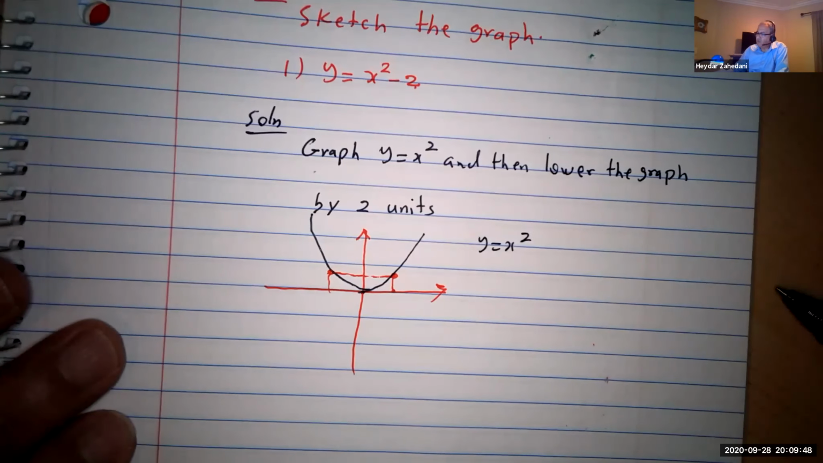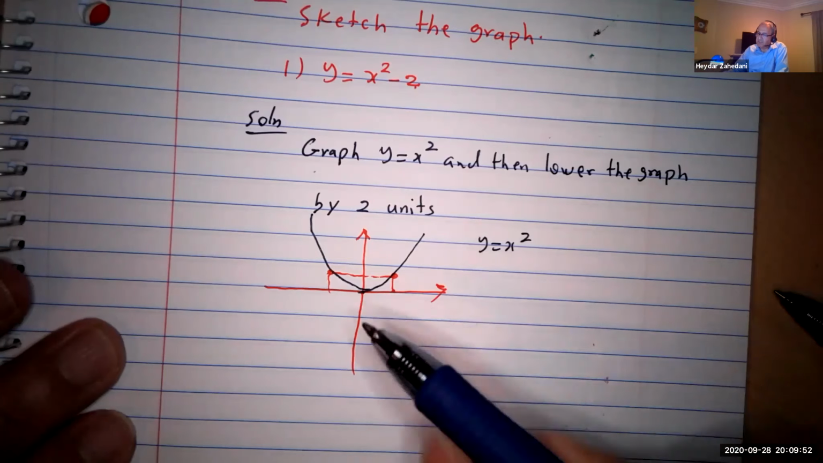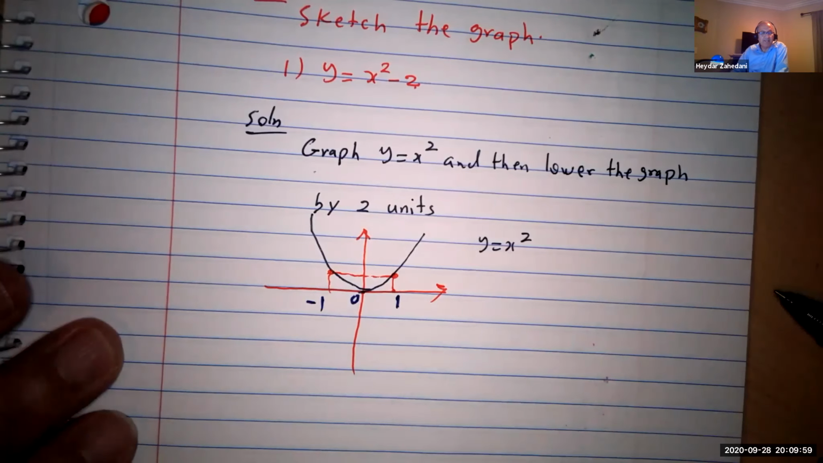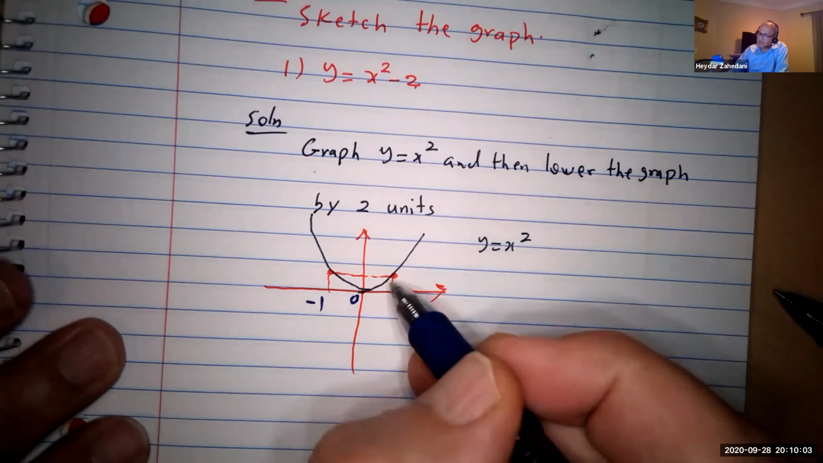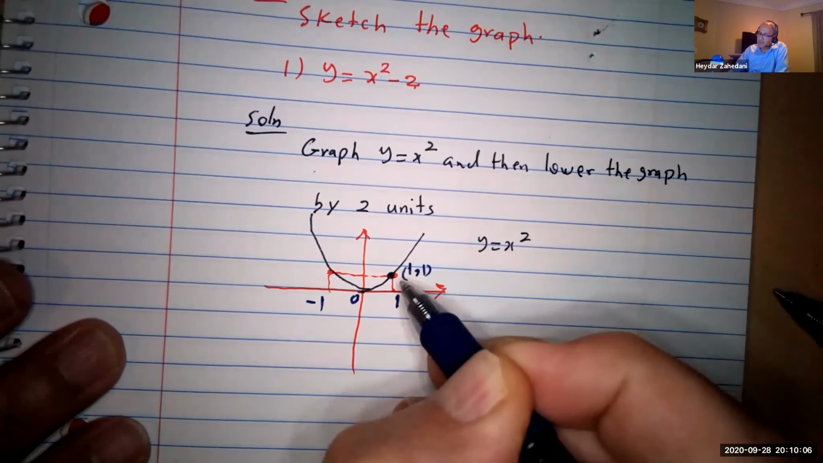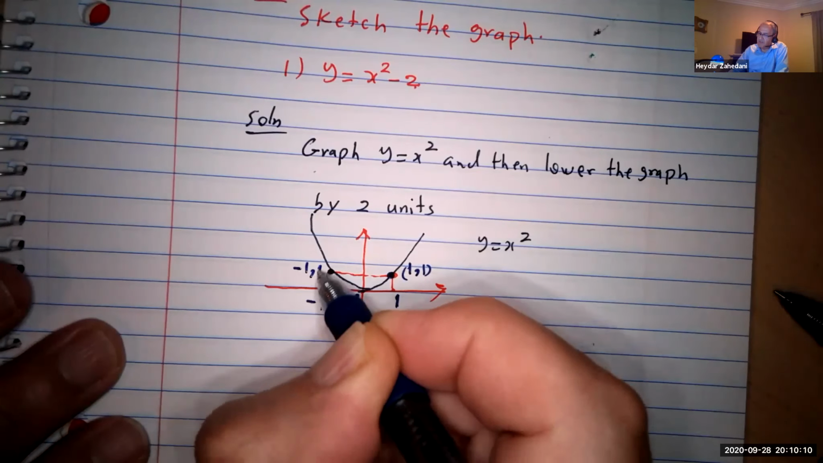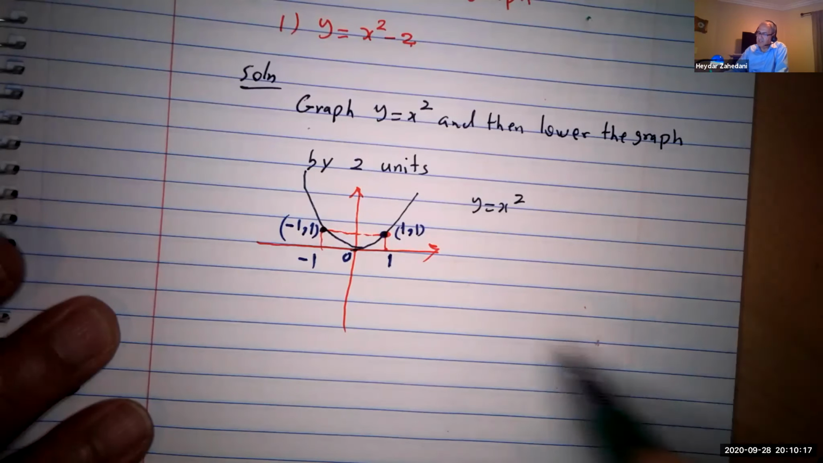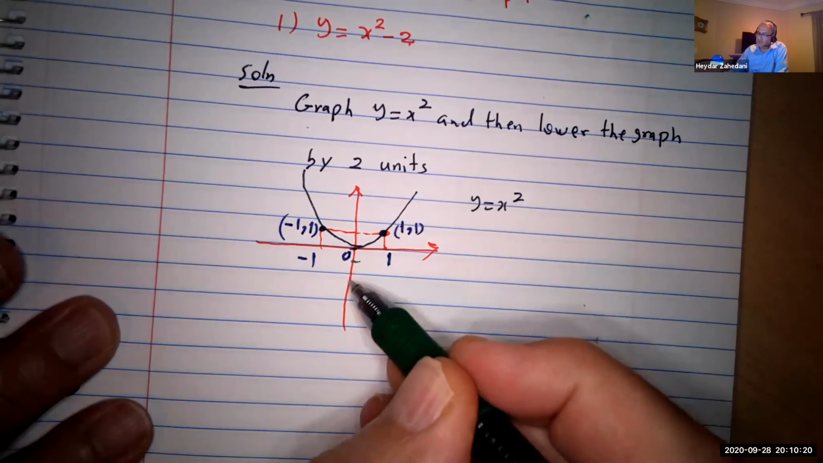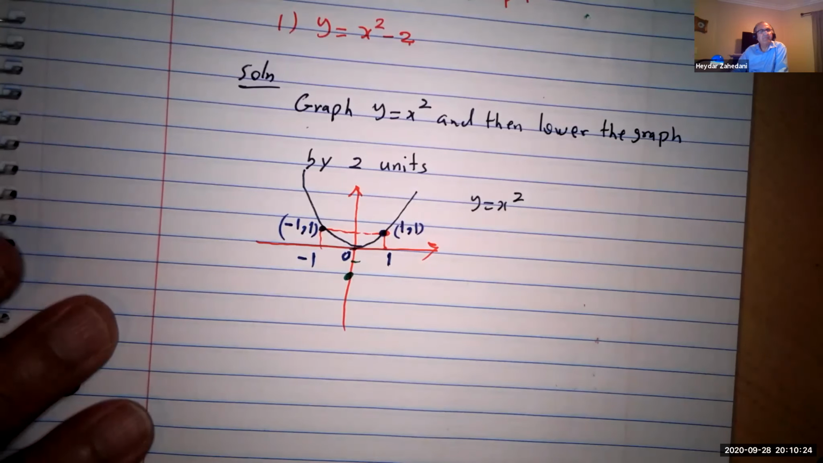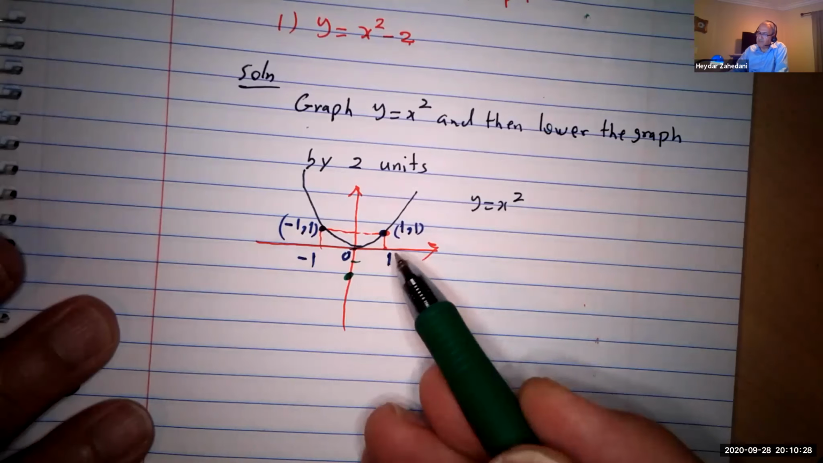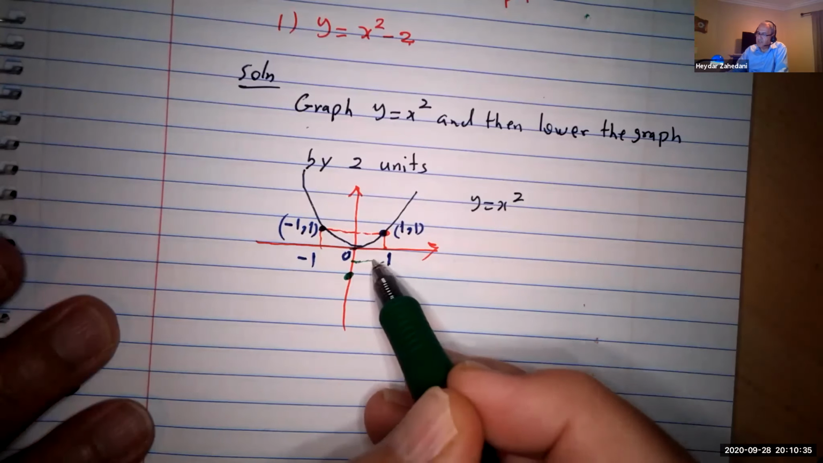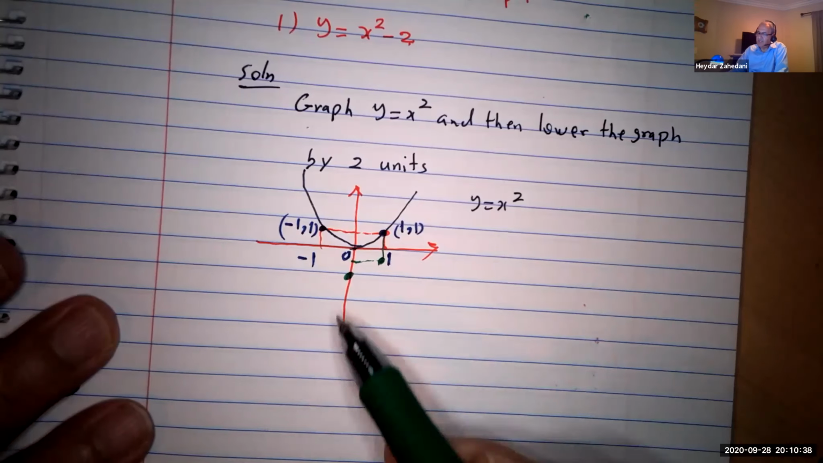So what you can do is lower it 2 units. This is 0, and this is 1, and this is negative 1. At this point over here, this is going to be 1, 1, and this point over here is going to be negative 1, 1. If you lower it 2 units, this is 0, 2 units down: 1, 2. Your 0 would be here now. What is this one? The y coordinate is 1, 2 units down. This is going to be here. Again, 2 units down.